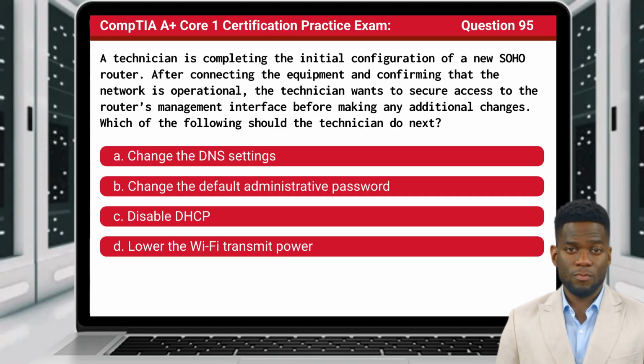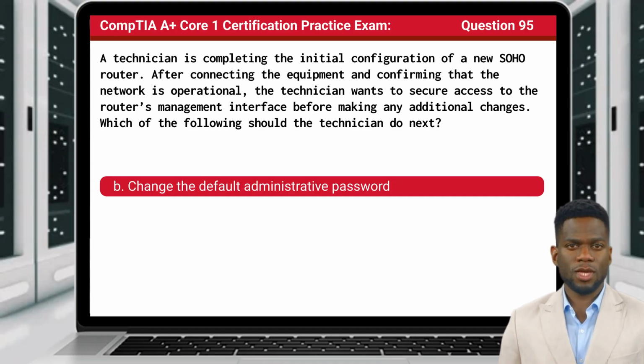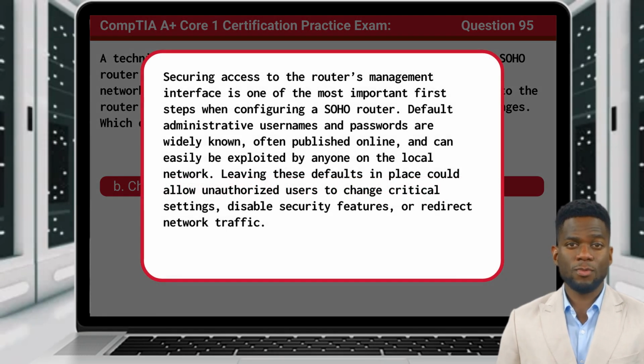The answer is B. Change the default administrative password. Securing access to the router's management interface is one of the most important first steps when configuring a SOHO router. Default administrative usernames and passwords are widely known, often published online, and can easily be exploited by anyone on the local network. Leaving these defaults in place could allow unauthorized users to change critical settings, disable security features, or redirect network traffic.